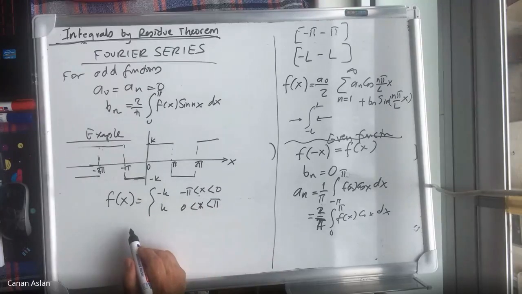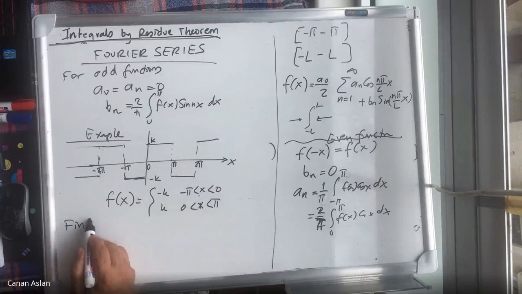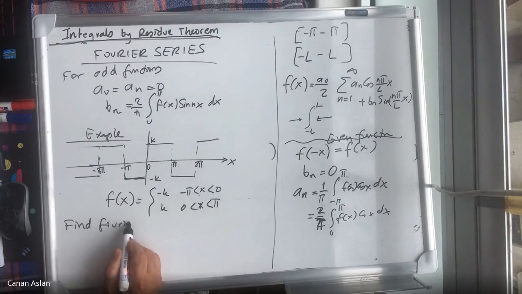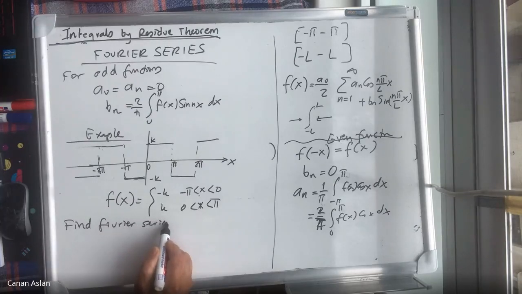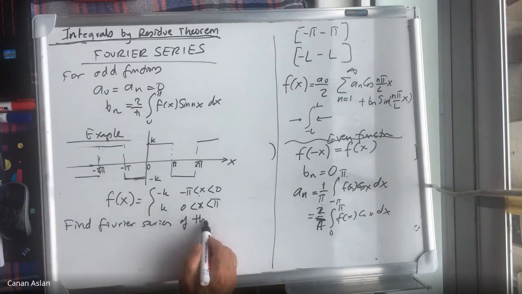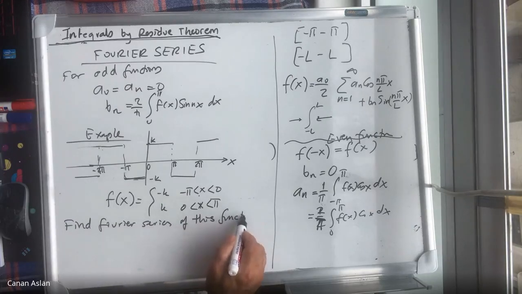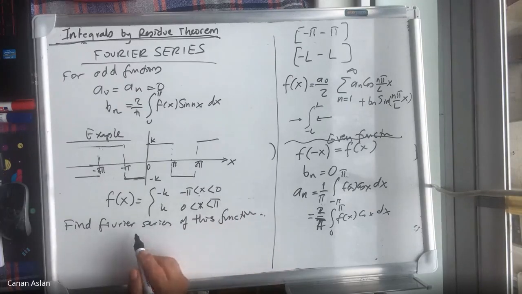Okay, 0 and pi. So now the question is, find the Fourier series of this function. So first we have to get a0. a0 is equal to 1 over pi, integral from minus pi to pi of f of x dx. But now there is no single function, just the value from 0 to pi.